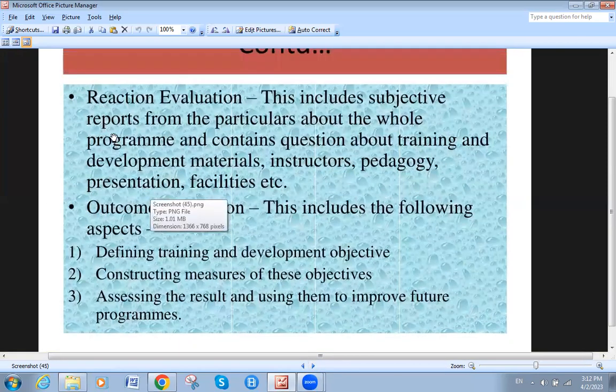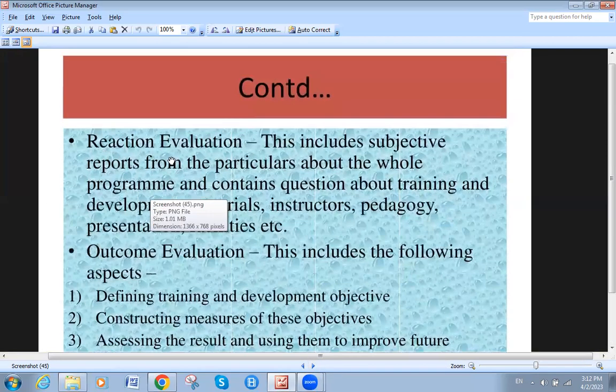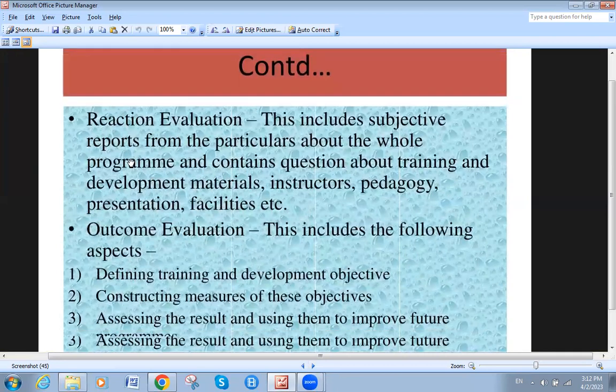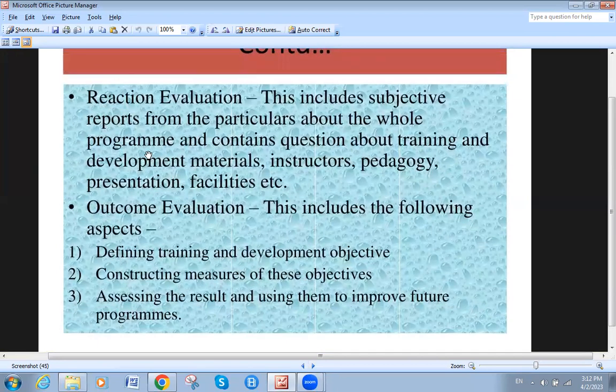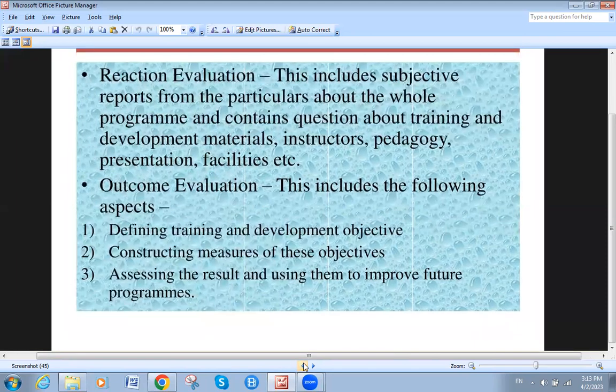We also have the reaction evaluation, the R. This includes subjective reports from the participants about the whole program and contains questions about the training and development materials, instructors, pedagogy, presentation, and facilities. Outcome evaluation includes the following aspects: defining training and development objectives, constructing measures of these objectives, assessing the results, and using them to improve future programs.